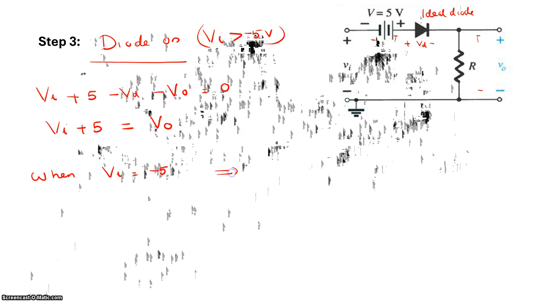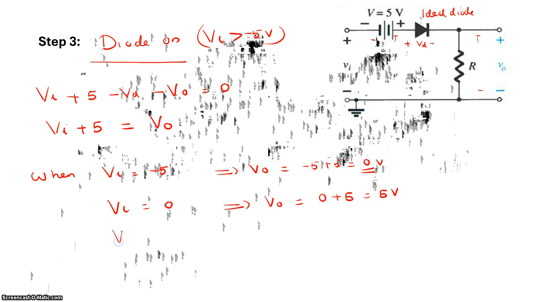So what will be your output? Output will be equal to minus 5 plus 5, so it should be equal to 0 volt. Also, if your Vi is equal to 0, now what will be your output in that case? So it is 0 plus 5, which is 5 volt.